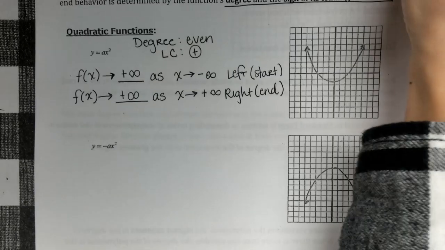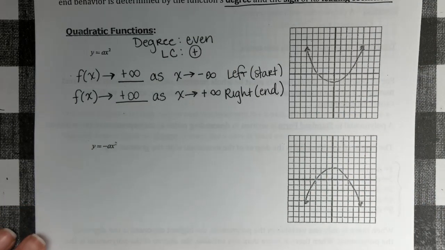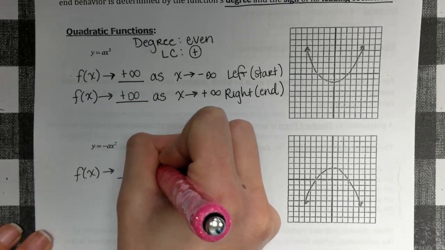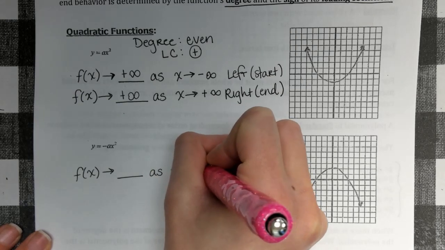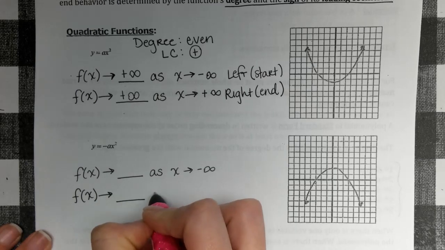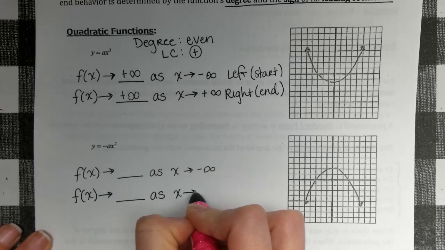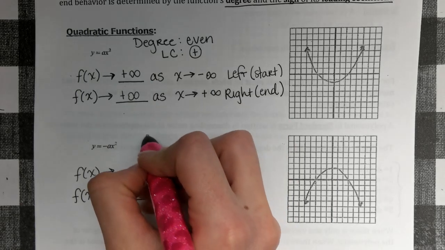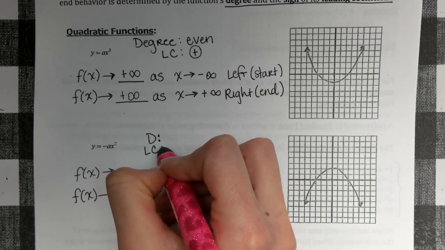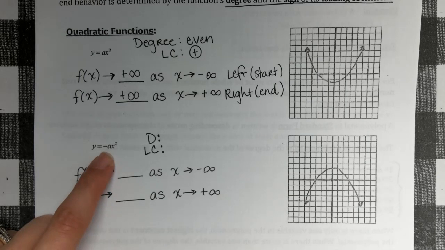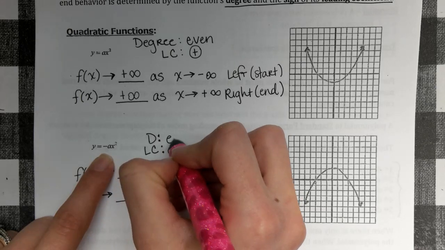Okay, so, what if I change it to make it negative? Well, I'm going to go ahead and write my template, f of x approaches blank, as x approaches negative infinity, and f of x approaches blank as x approaches positive infinity. Okay, and I said only two things matter, your degree and your leading coefficient. Okay, well, the only thing I changed here is making my leading coefficient a negative. My degree is still even.